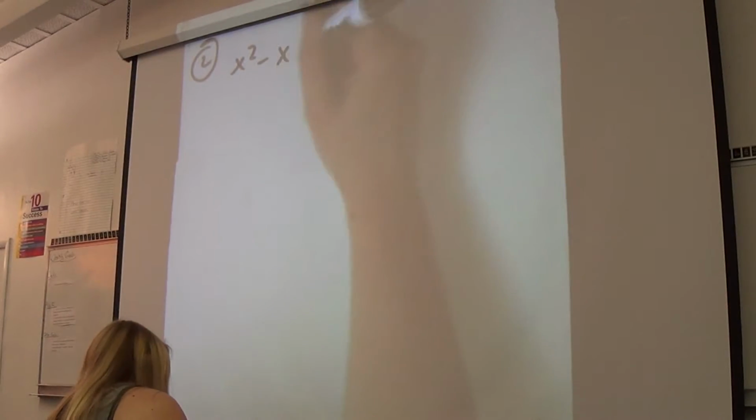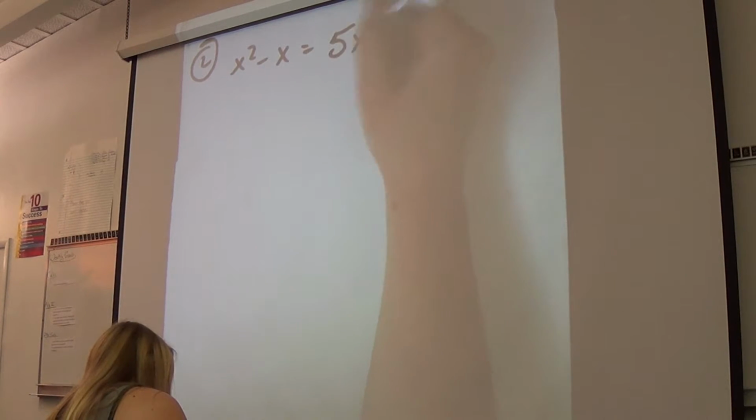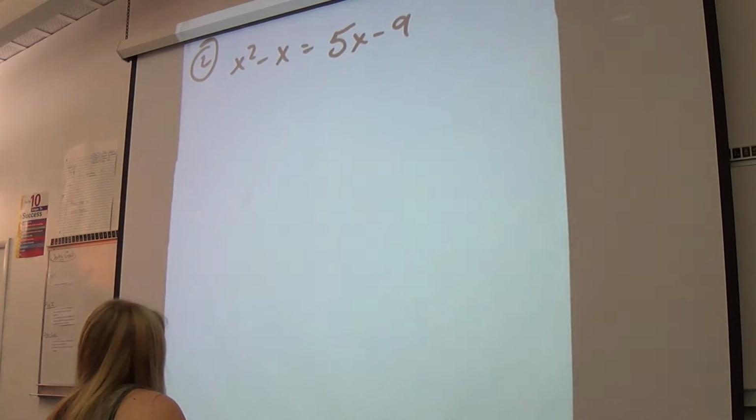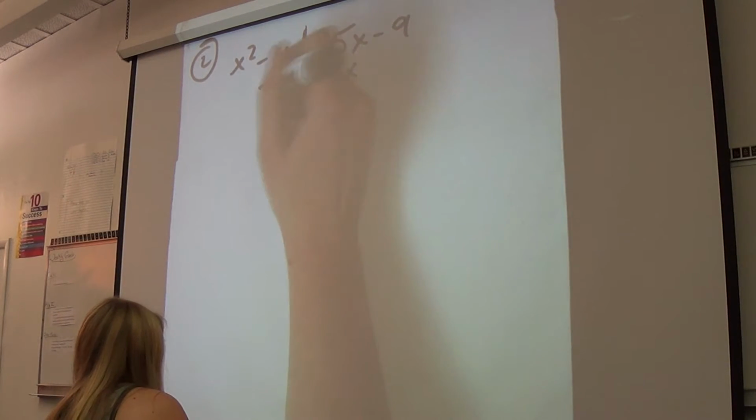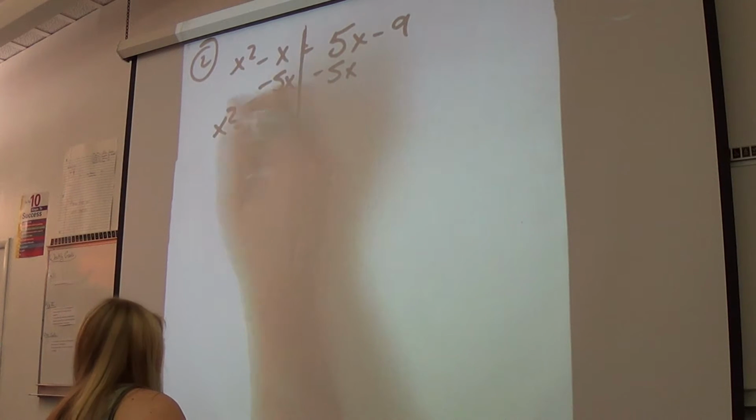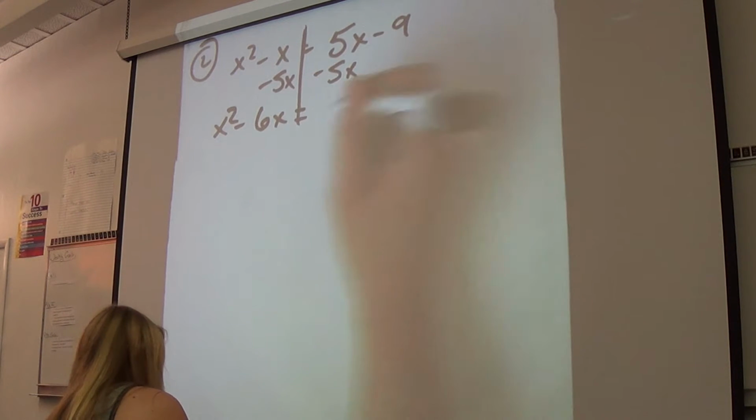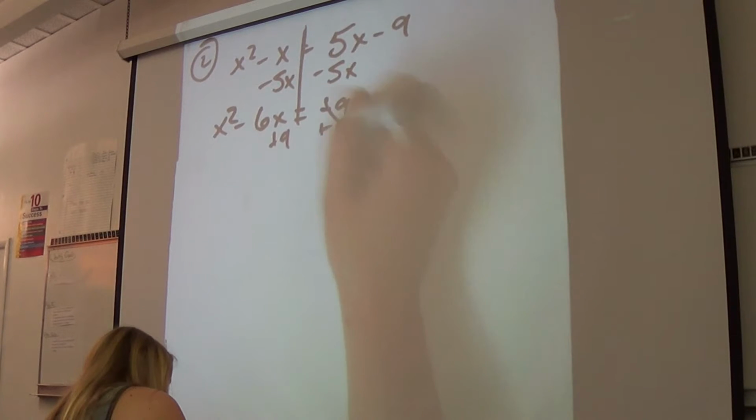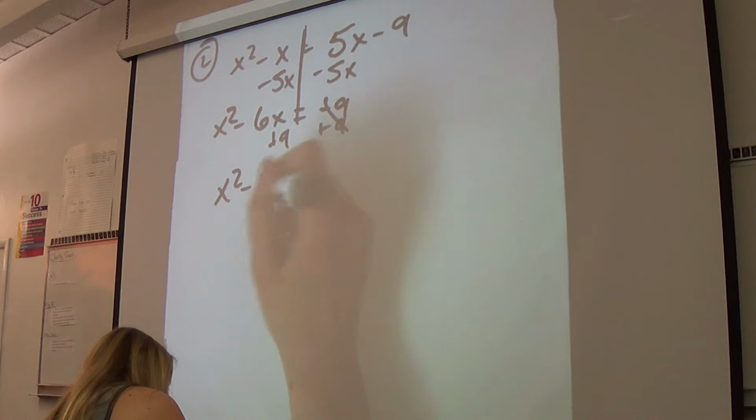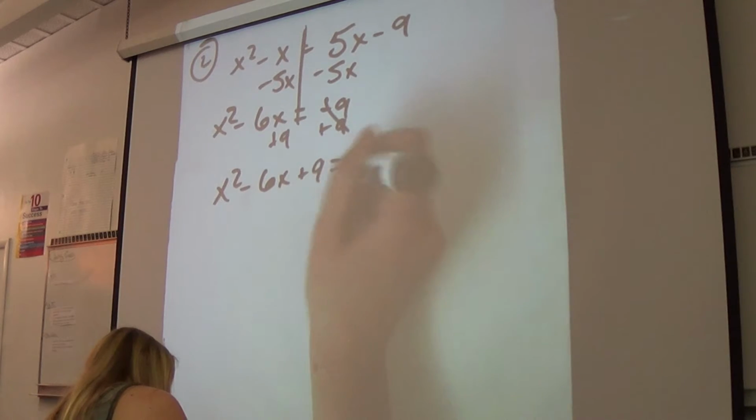Number 2. x squared minus x is equal to 5x minus 9. So we've kind of made our equation look a little weird. So again, got to make it equal 0. So I'm going to subtract the 5x from both sides. That gives me x squared minus 6x equals -9. Go ahead and add the 9 to both sides. Gives me x squared minus 6x plus 9 equals 0.